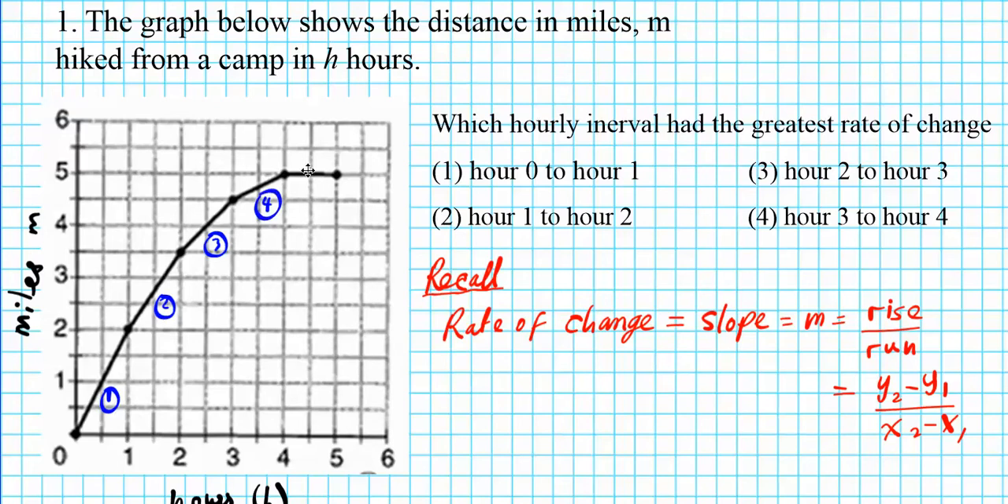Okay, take a look at interval 5 for a second. You have no rise there. So the rate of change in this interval is 0. Okay, so these are the ones that we're comparing.